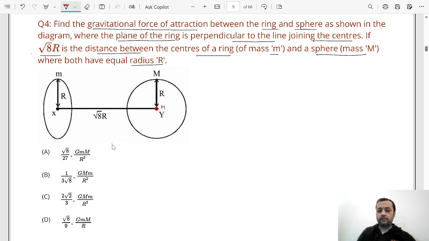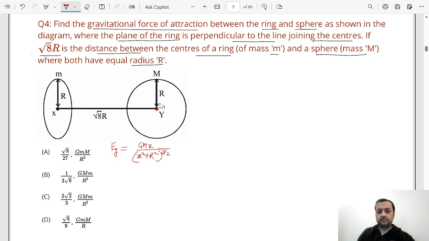Now, what is the field of the ring? Eg means the gravitational field of the ring. The formula is GMx divided by (x squared plus r squared) whole to the power 3 by 2. Okay, GMx by (x squared plus r squared) whole to the power 3 by 2. This is the formula of the field for a ring.